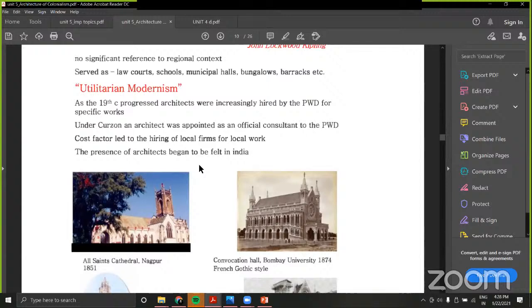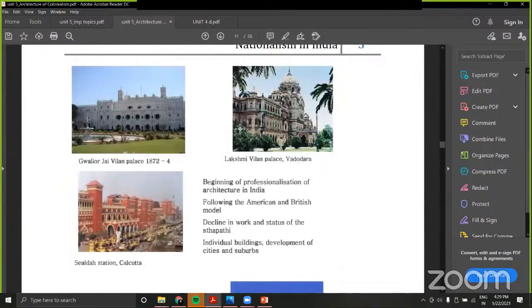We would be hiring some architects or some people from outside the country, sorry, outside the town, for specific people to bring certain ideas for the buildings. So by this, the presence of architects started to be felt in India. They are calling it the utilitarian movement. This is also another movement which was started by the PWD.